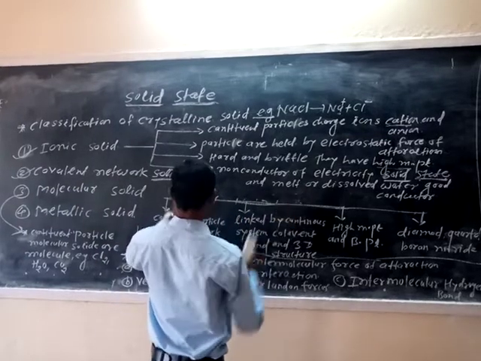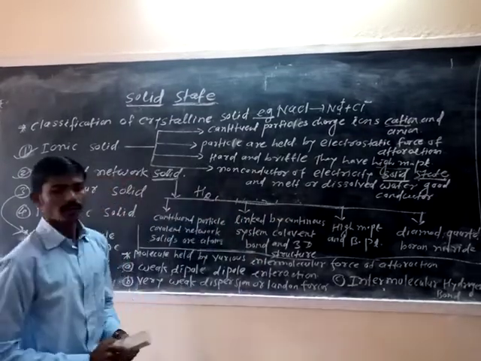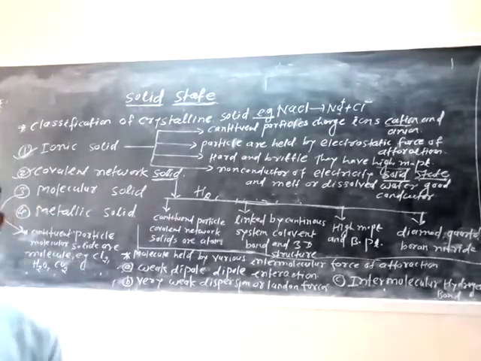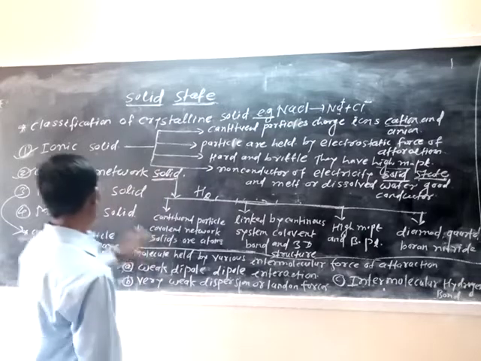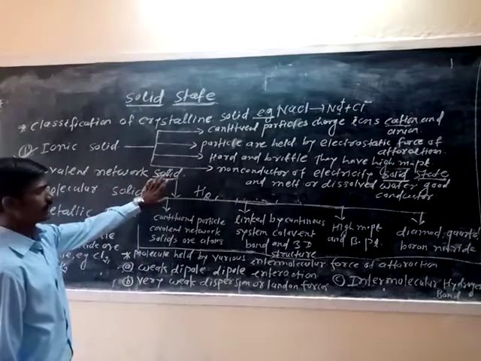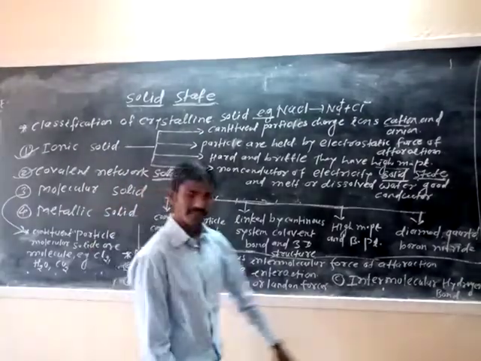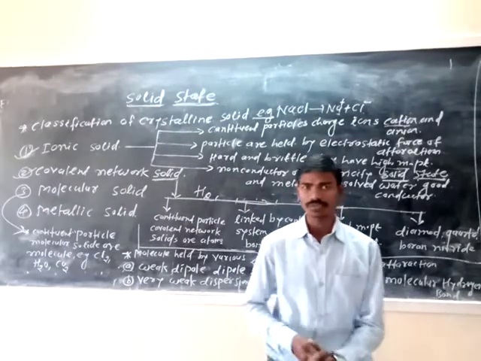And next is the covalent network solid. In the covalent bond formation, there is equal sharing of pairs of electrons between the two atoms.